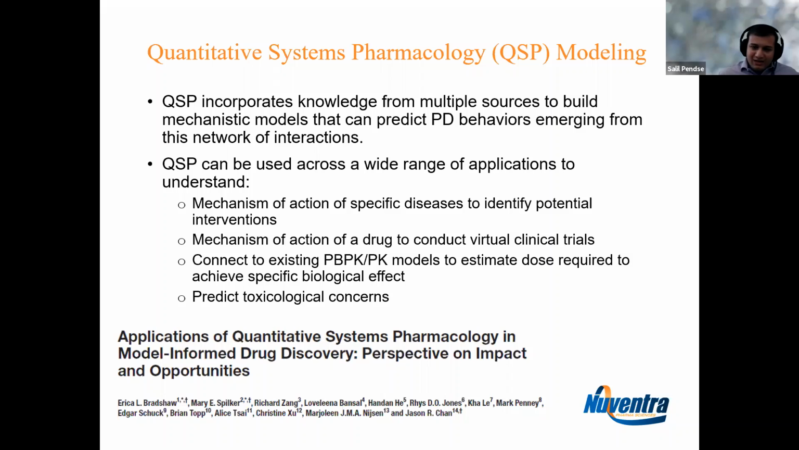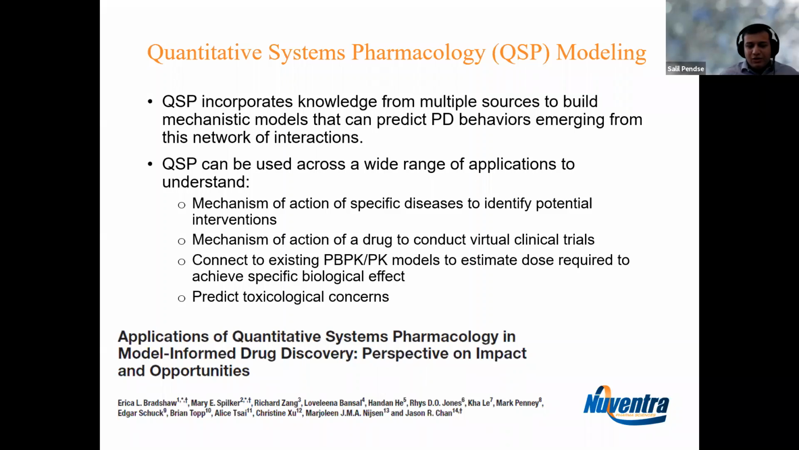Finally, you can connect these QSP models to existing PBPK or PK models in pretty much the same way you would connect a PD model to a PBPK model. So now you have the pharmacokinetic component, which tells you the distribution of the dose, and a much more detailed biological response component that allows you to test these different things. As you can use mechanism of action for specific diseases, you can also use mechanism of action for specific toxicity pathways and see if your drug has toxicological concerns.